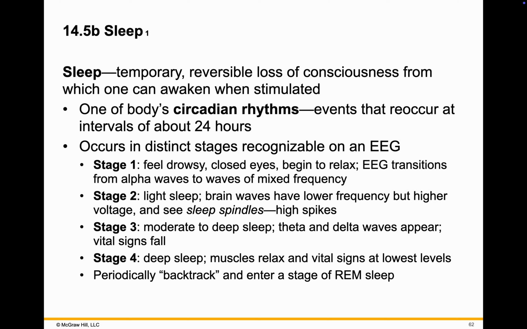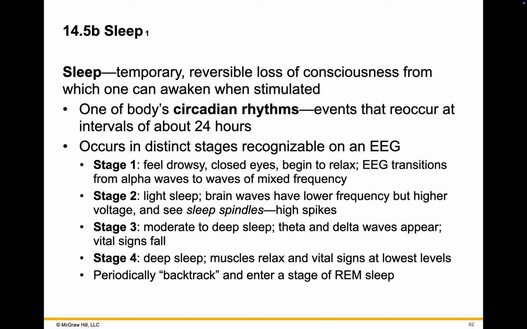Brain waves have a lower frequency but higher voltage, and we see sleep spindles, which are high spikes. In stage 3, we get moderate to deep sleep. The theta and delta waves begin to appear. Vital signs drop. In stage 4, we get a deep sleep. Muscles are relaxed. Vital signs are at their lowest level. And then we periodically backtrack and enter a stage of REM sleep.